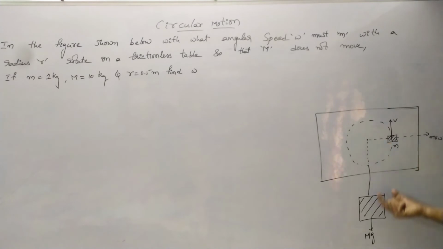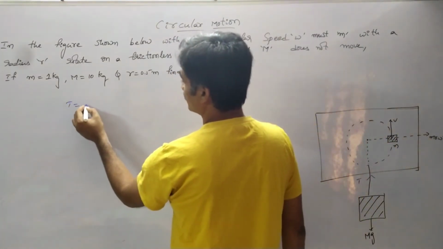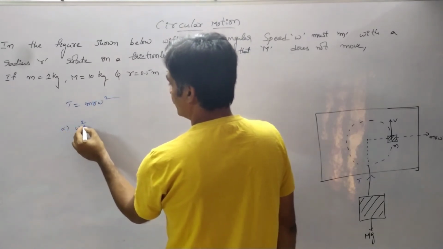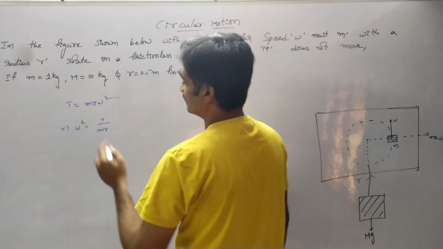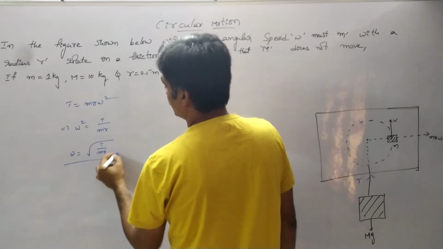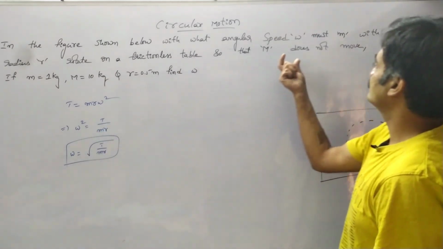Observe that mass m is here and mass capital M is hanging in the downward direction, whereas here tension acts in the upward direction. Since small m is rotating, it possesses centripetal force. This centripetal force should be equal to tension. Based on that, T equals m r omega square. From this, omega square equals T by m r, whereas omega equals under root of T by m r. So this represents the equation for angular speed.